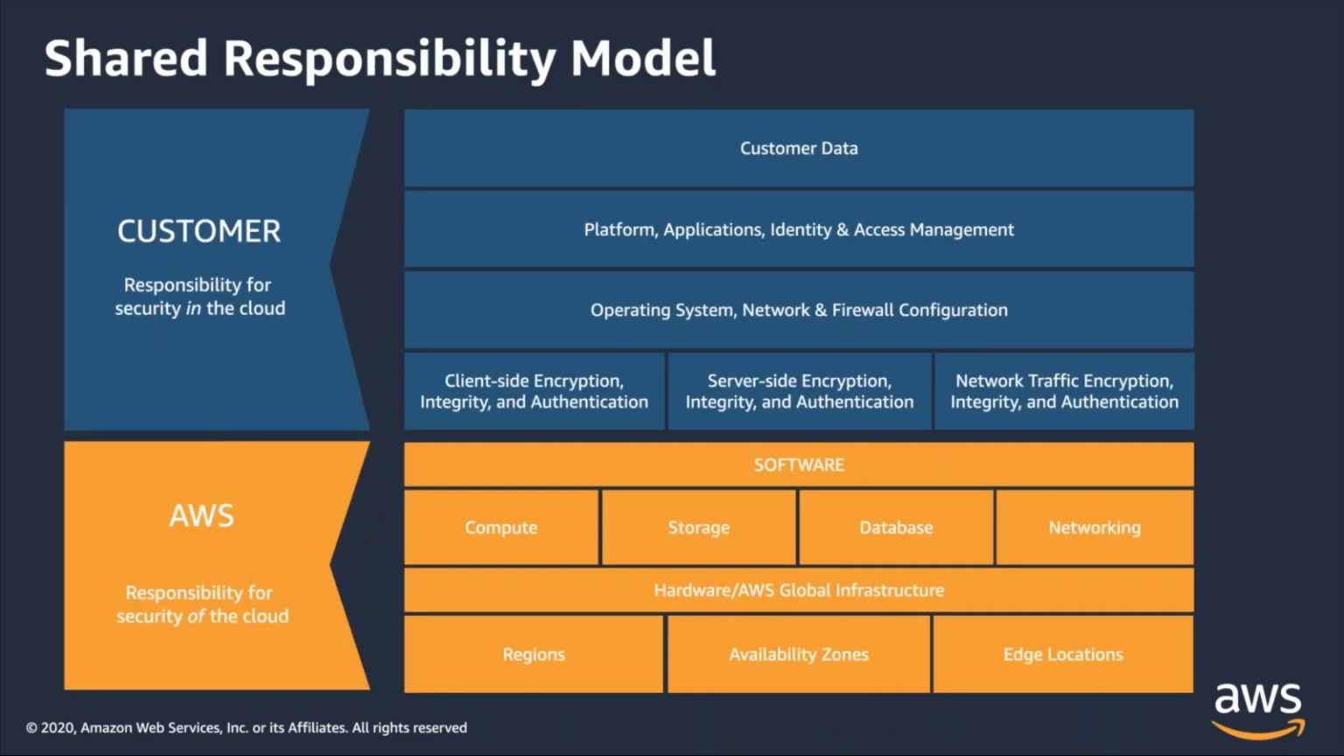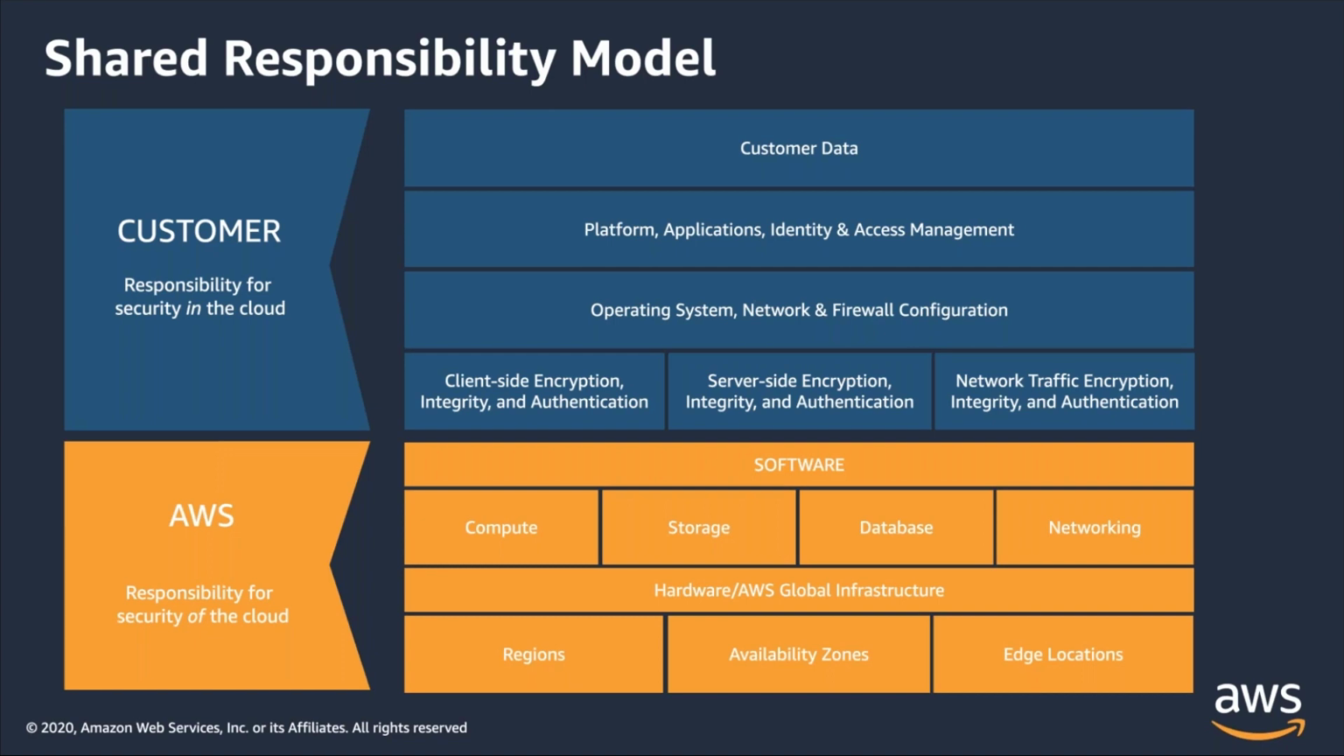So you likely have seen this shared responsibility model chart before, where at the top, you, the customer, are responsible for security in the cloud, and at the bottom, AWS is responsible for the security of the cloud. So at the very bottom, we have AWS regions that contain availability zones. We also have AWS edge locations. We are responsible for the security of the hardware in those locations, and a number of other services that AWS makes available.